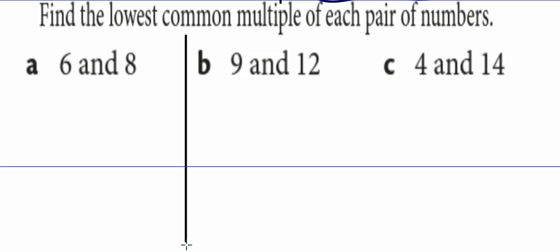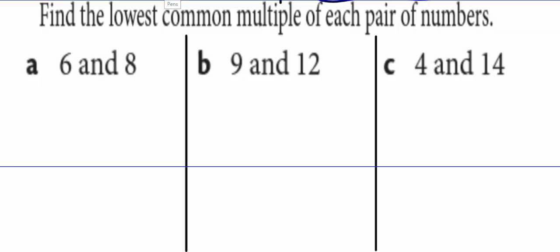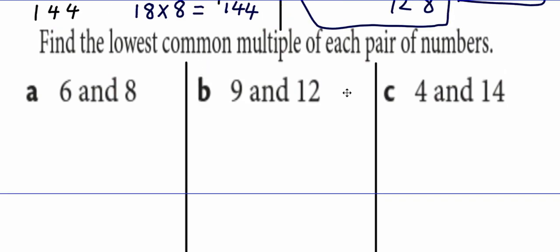All right, here we go to the next concept. The next concept is finding the lowest common multiple. Now you already know how to generate multiples of a number. Now we are going to find the lowest common multiple of each of these numbers you can see here.